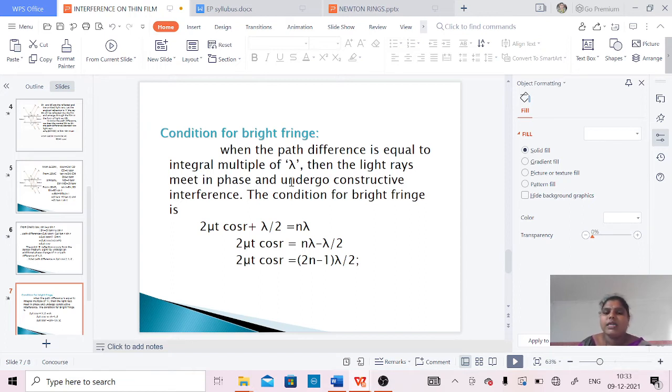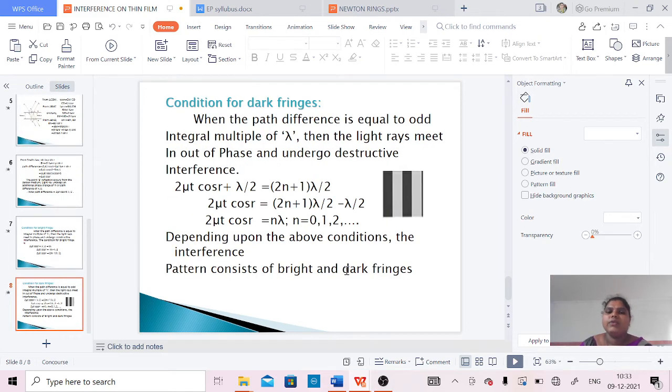The condition for a bright fringe is 2 mu t cos r plus lambda by 2 equals n lambda, where n is the even integral multiple of lambda. So from here, 2 mu t cos r equals n lambda minus lambda by 2. So 2 mu t cos r equals (2n minus 1) into lambda by 2. Let us see what is the condition for a dark fringe. See here how the bright and dark fringes alternately appear.